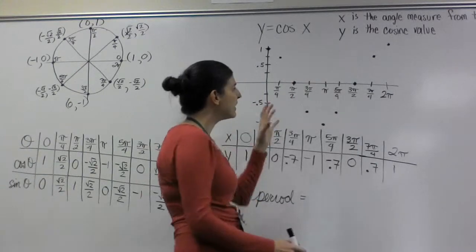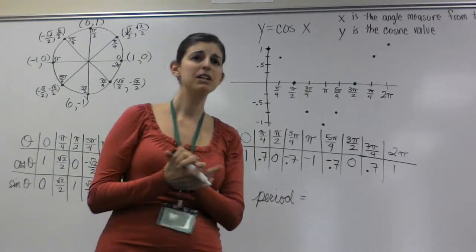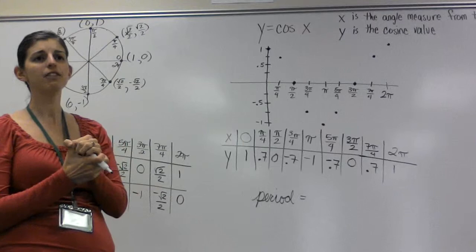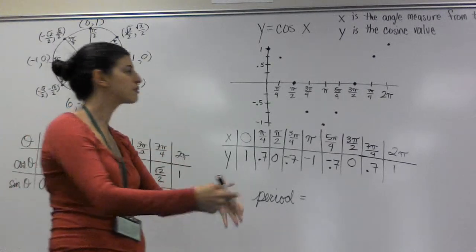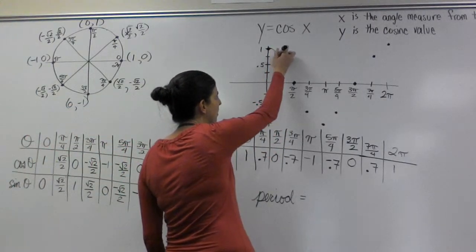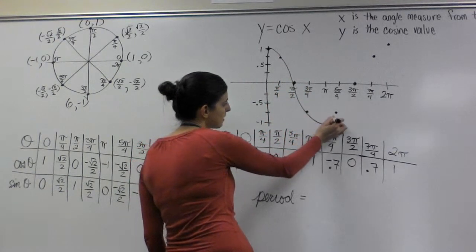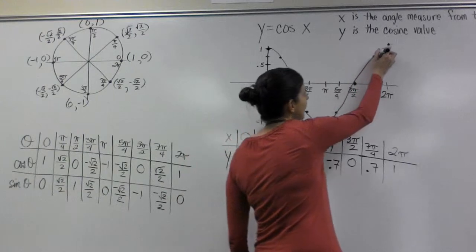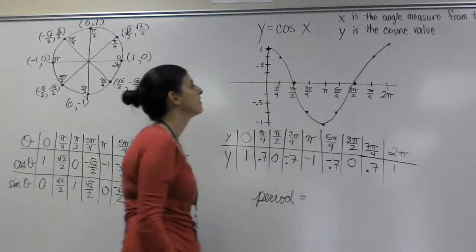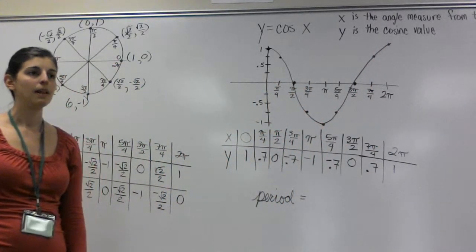Okay, now all we need to do is connect the dots, just like we did back in preschool, to the best of our ability, just in a nice curve. Try not to have any corners in your curve. Okay, so here we go. I'm filling in this graph of cosine, and that right there is the graph of cosine. All right.